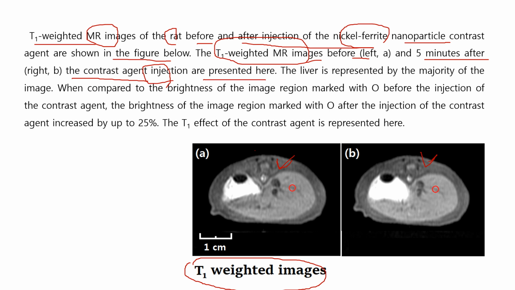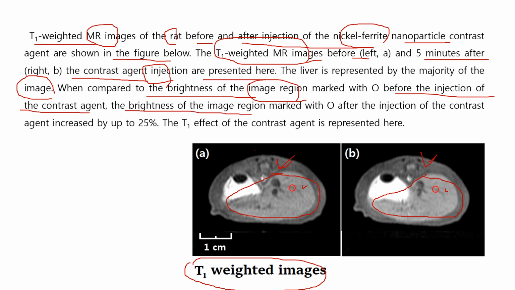The liver is presented by the majority of the image. So this is the liver, the red. When compared to the brightness of the image region marked with O before the injection of the contrast agent, the brightness of the image region marked with O after injection of contrast agents increased by up to 25%. So the brightness after injection of contrast agents is 25% brighter than that without contrast agent.